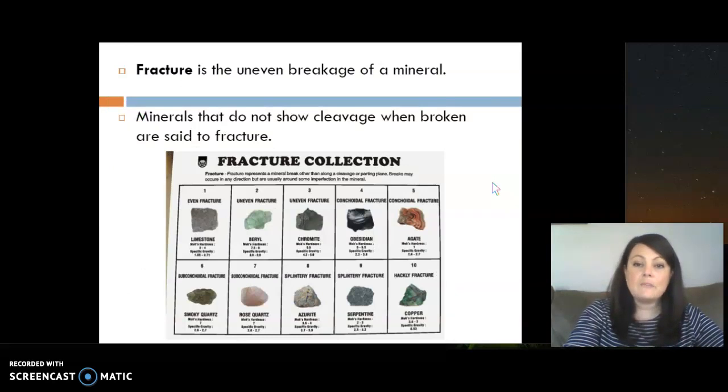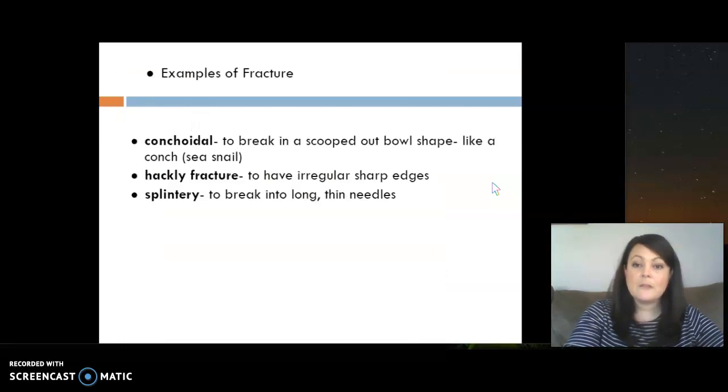Fracture is the uneven breakage of a mineral. Most minerals that don't cleave are going to be said to fracture instead. Examples of fracture: there's a conchoidal fracture, and that's going to break in a scooped out bowl shape like a conch or a sea snail. There's hackly fracture. It has irregular sharp edges. And then there's splintery, which breaks into long, thin needles. We have some mineral samples that we'll look at in class when we do our lab, and you'll be able to see each of those.